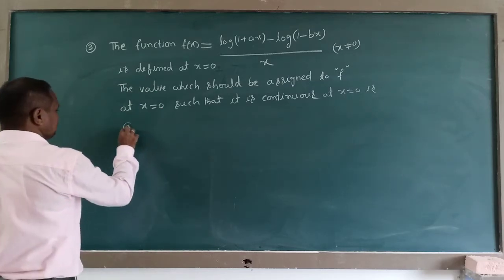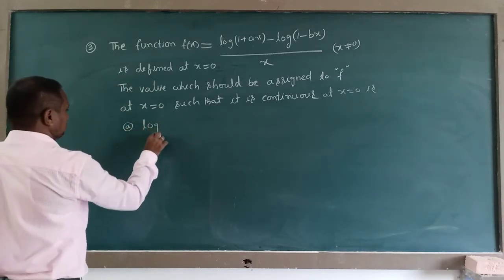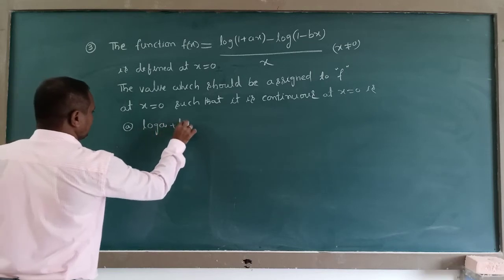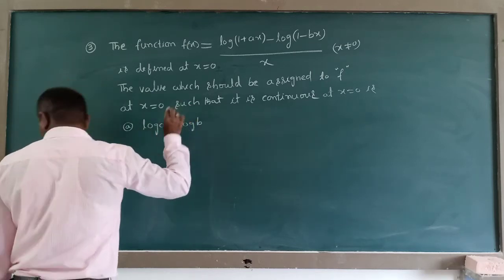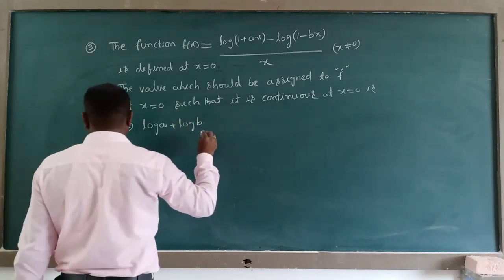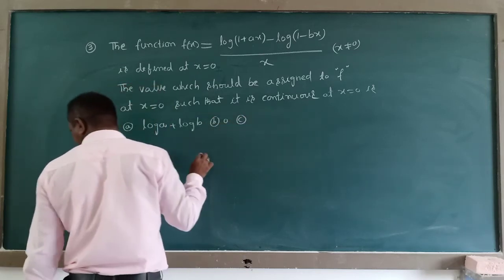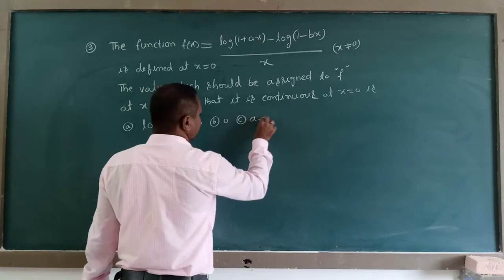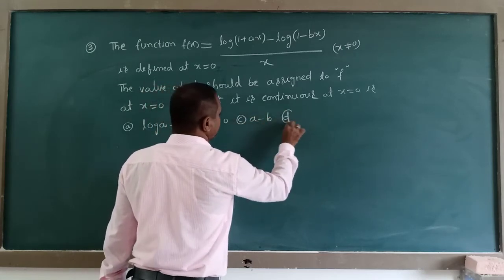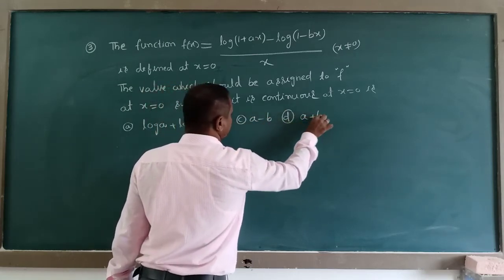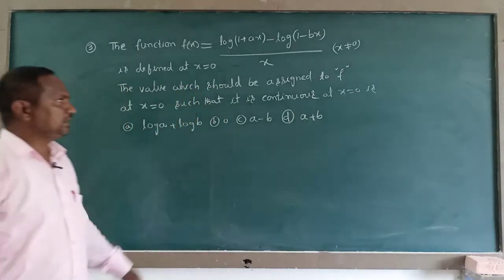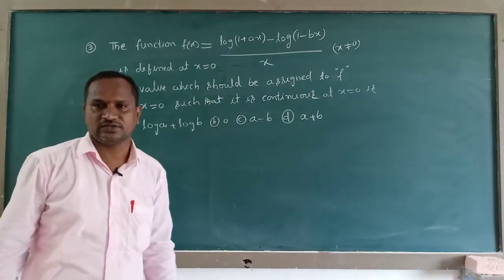First option is log a plus log b. Next, second option is 0. Third option is a minus b. The last, fourth option D is a plus b here. See here, they also mentioned it as a continuous function at x equal to 0.